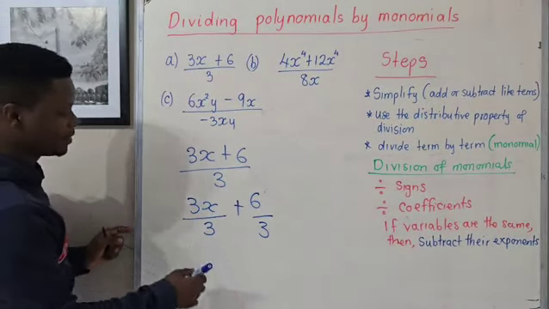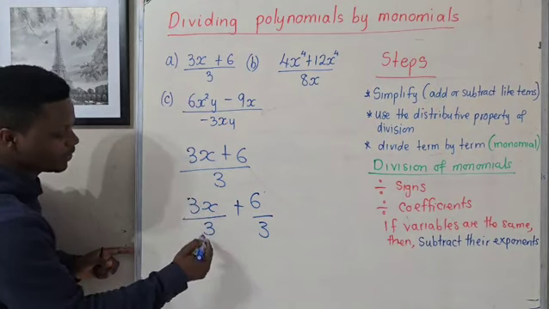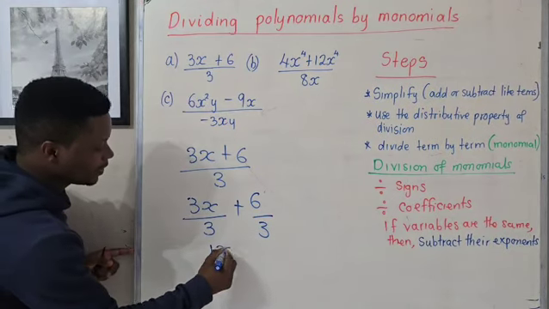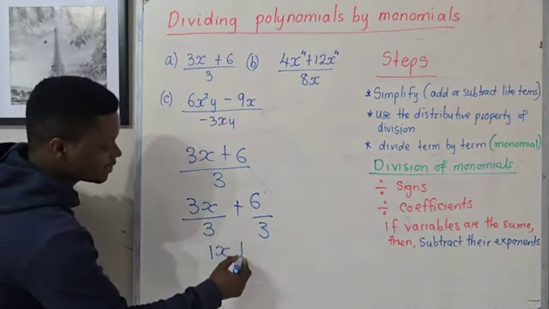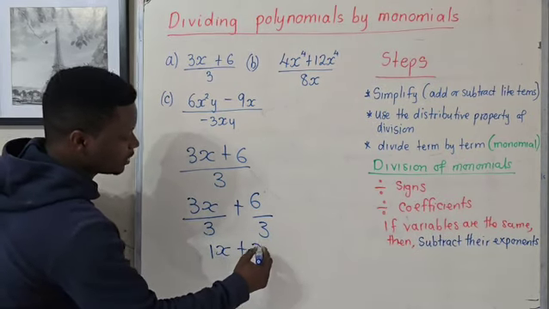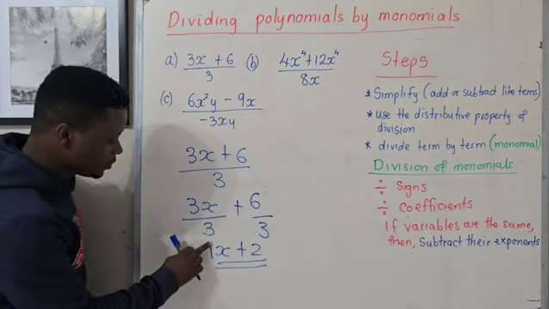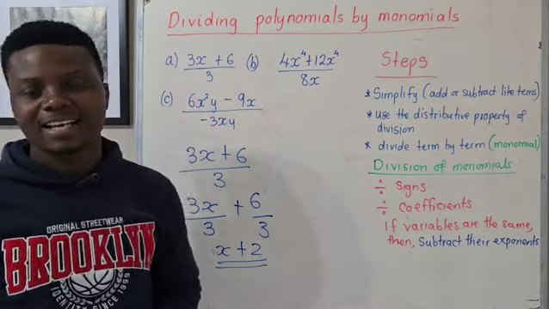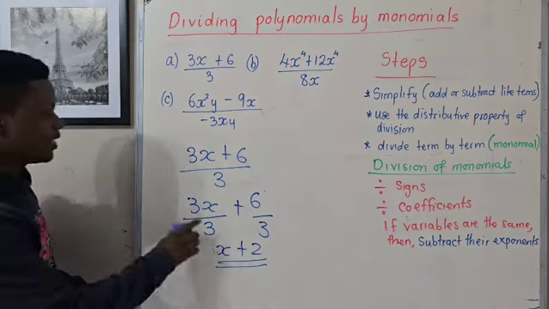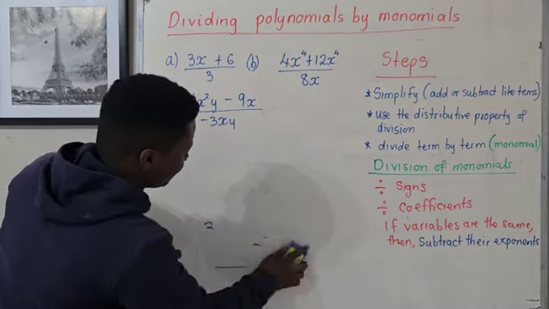So I'm going to simplify right here. Divide the sign, that's a positive. Divide coefficient 3 by 3, that's 1. Then I'm left with x. Divide the signs, that's a plus. 6 divided by 3, that's 2. And this is my final answer. You can leave it as 1x plus 2, or you can just drop this 1 and write it as x plus 2. Let's do another example.